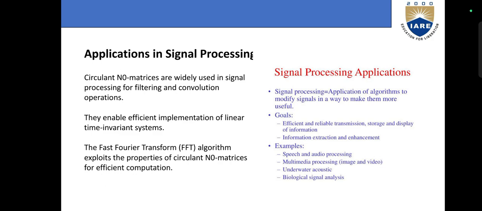Signal processing applications. Signal processing is the application of algorithms to modify signals in a way to make them more useful. Goals: efficient and reliable transmission, storage, and display of information, extraction and enhancement. Examples: speech and audio processing, multimedia processing, underwater acoustic, biological signal analysis. This is called applications in signal processing.